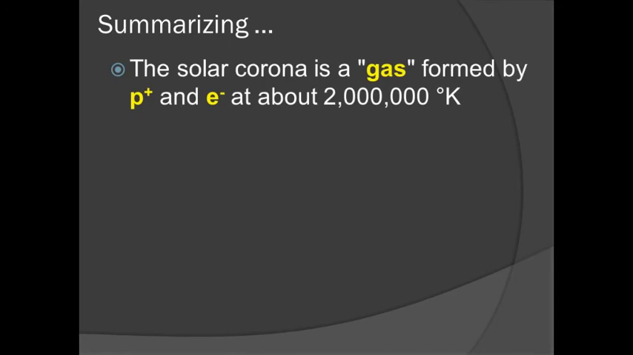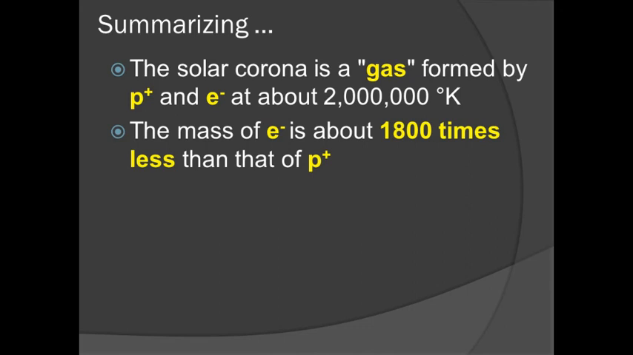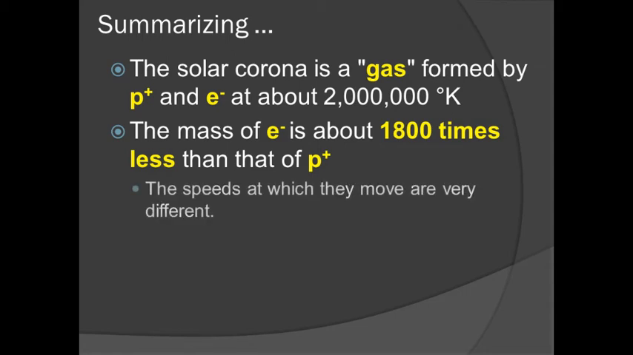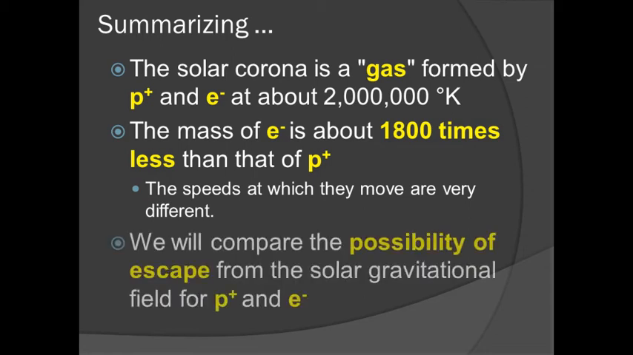Therefore, if we summarize the previous slide, we find that in the solar corona we have a plasma which behaves similarly to a gas formed by protons and electrons at about 2 million degrees Kelvin. And, if we add to this that the mass of electrons is about 1,800 times less than that of protons, it turns out that the speeds at which both particles move are remarkably different. Therefore, it is interesting to compare the possibility of escape from the solar gravitational field for protons and electrons.